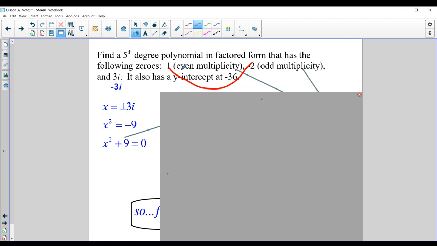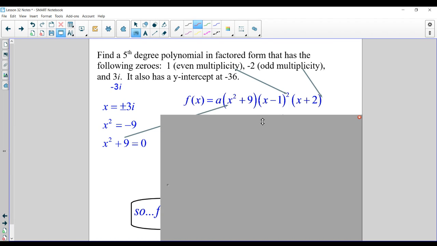Sorry, didn't mean to do that. Because this has an even multiplicity, I have to have an even exponent on that. And because the 2 has an odd multiplicity, I have to have an odd exponent on that. And it does have to total up to 5. So I have my x squared plus 9 from over here.